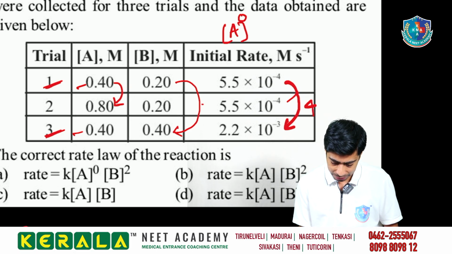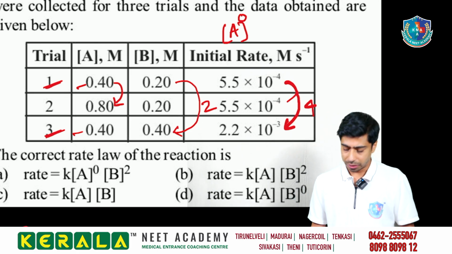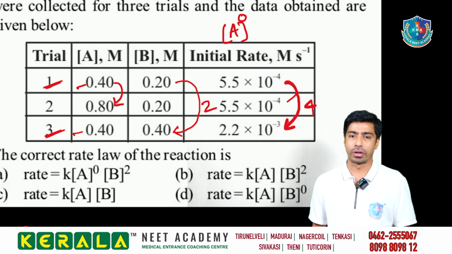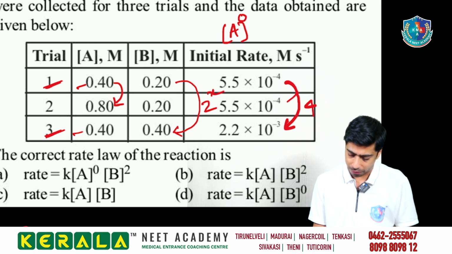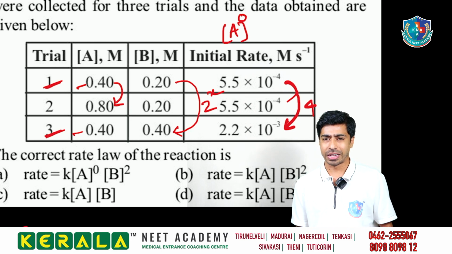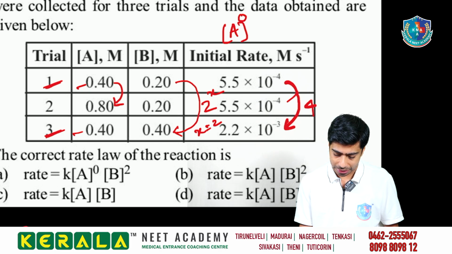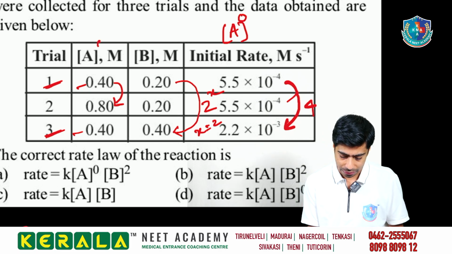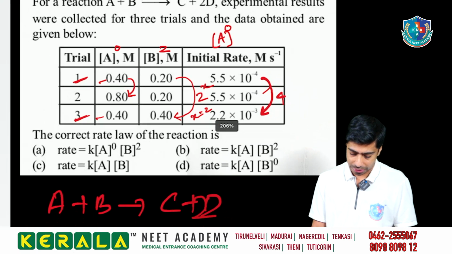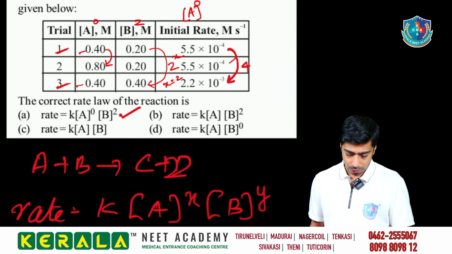So here when the concentration of B is doubled, the rate of the reaction is increased by 4 times. So we have to see 2 power x. So what power must be given for 2 to get 4? The answer is 2. So x should be equal to 2. So we can say that the power of A is 0 and the power of B should be 2. So the answer is rate is equal to k into A power 0 into B power 2. Now next question.